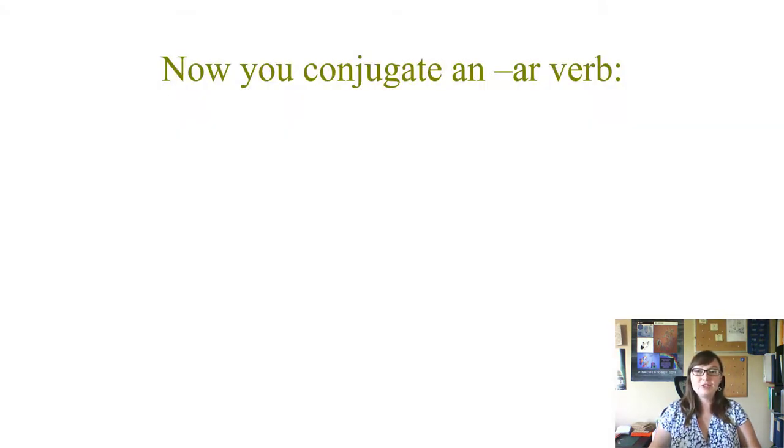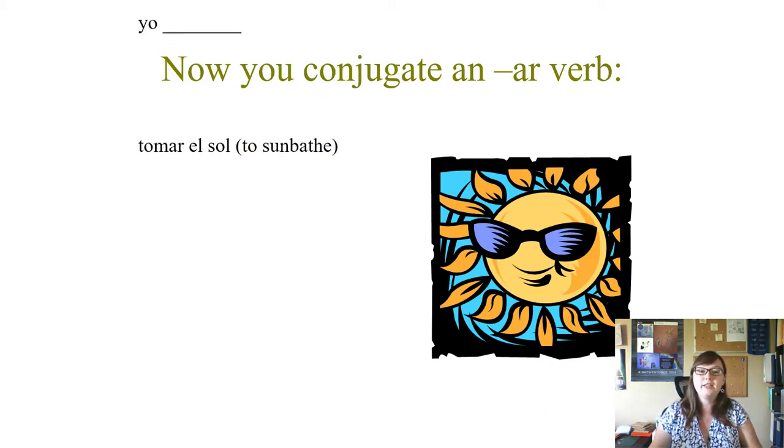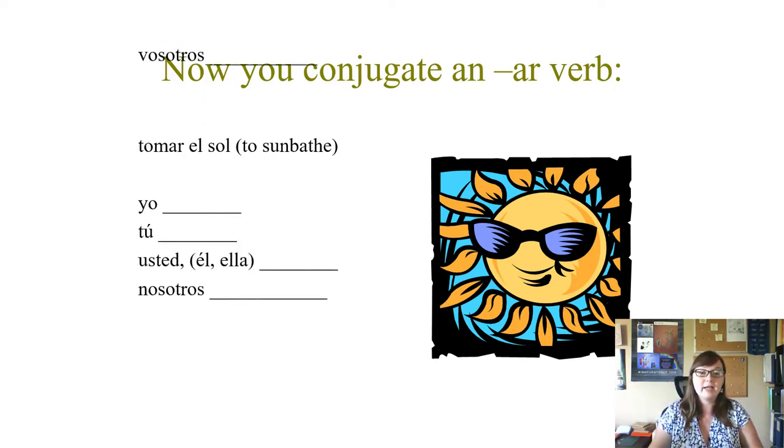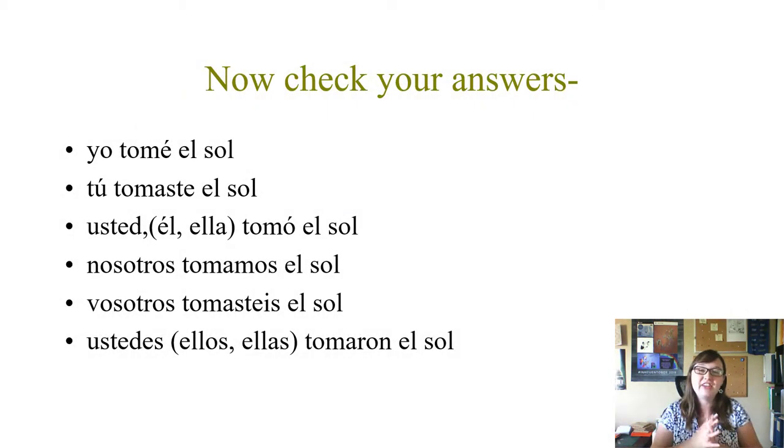All right, it's your turn now. I'm going to give you a verb on the screen, and you're going to try to write it down on a scrap piece of paper or in your notebook, or try to say it out loud. So pause the video here and try to conjugate tomar el sol, which means to sunbathe, in the past tense. In the yo form, the tú form, the usted form, nosotros form, vosotros form, and ustedes form. Okay, pause the video and come back after you've written it down. Did you pause the video? All right, let's check your answers.